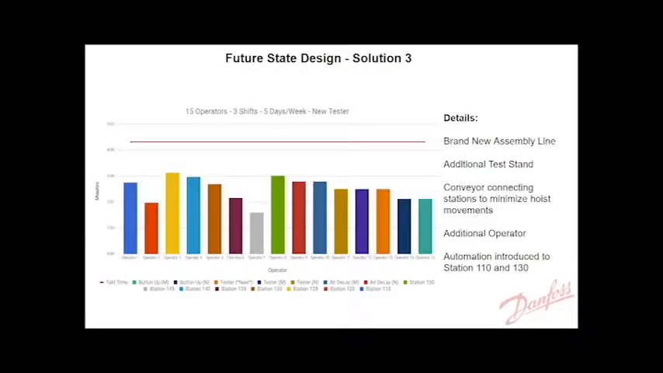The third solution is designing a new line with a new layout. This line will have an additional tester, automation that will replace some of the work content to reduce the setup time, and conveyors that connect all stations to eliminate hoist movement and improve safety.